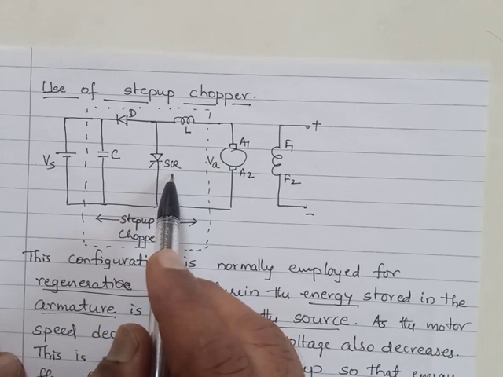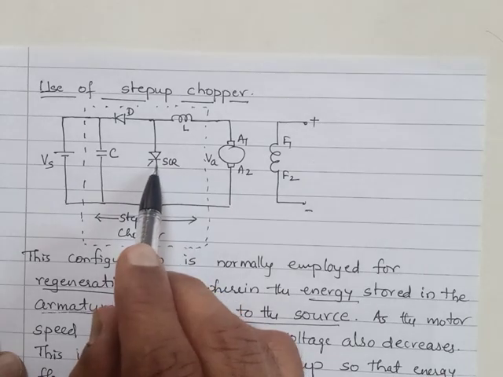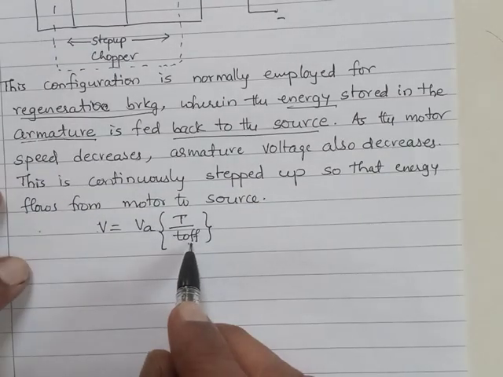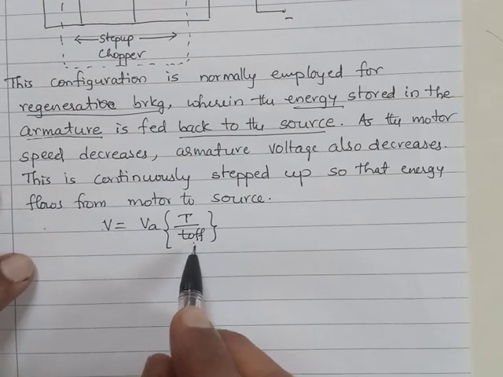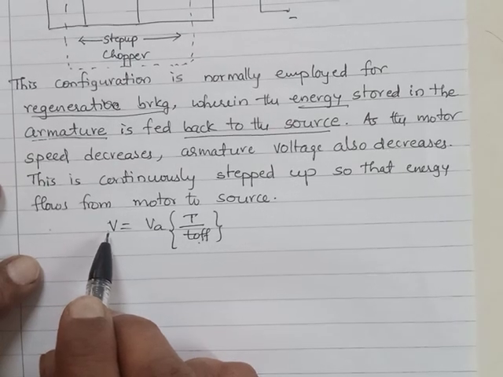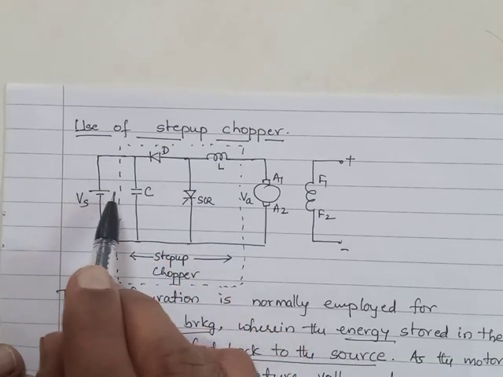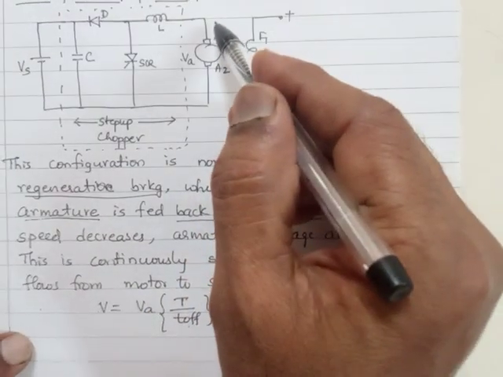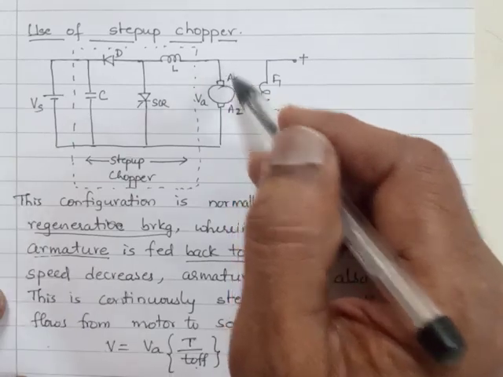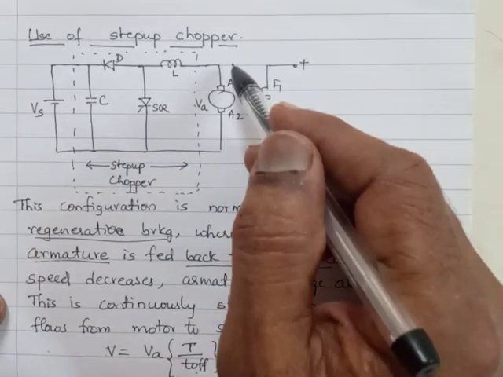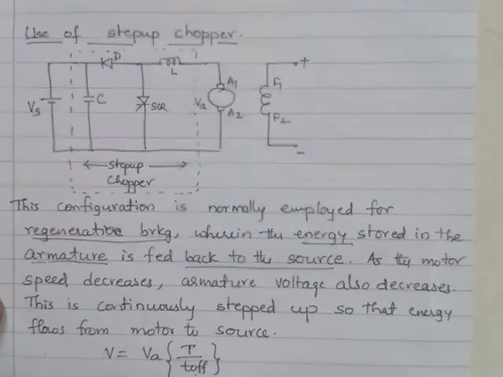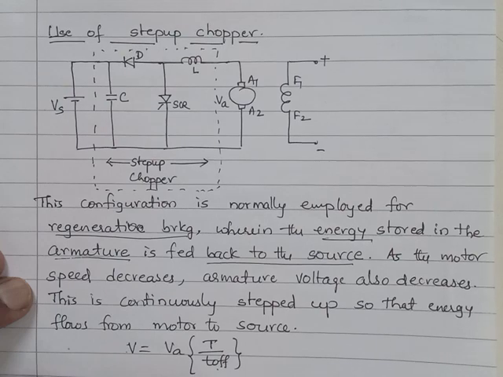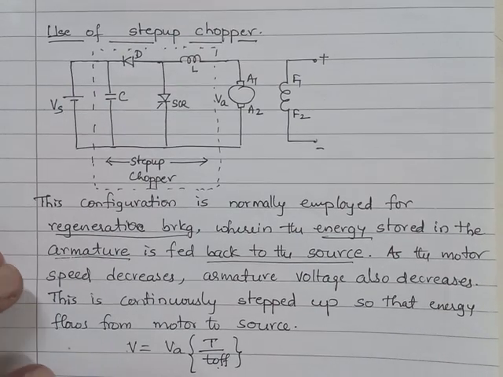I will control SCR. So, the turn on, triggering of SCR and commutation of SCR to obtain a particular value of T off, to obtain a particular value of V, so as to obtain a particular rate of regeneration, so that the rate of braking, the rate of deceleration, will be as per my expectation. Is it clear? So we have used both a step down chopper and then a step up chopper.